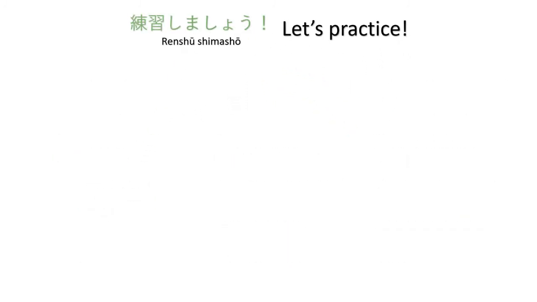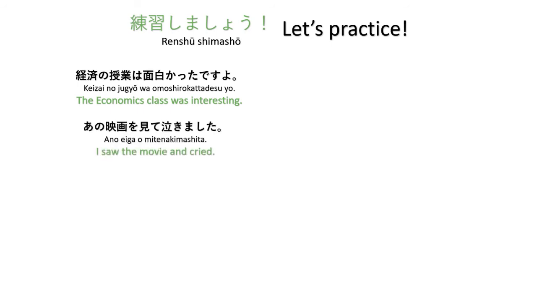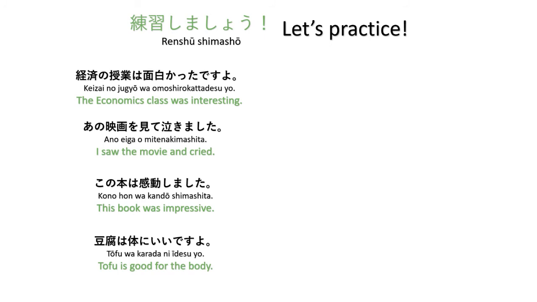Now let's get back to the practice. What we're going to do is to respond to these statements with a verb, just like what we did earlier. 経済の授業は面白かったですよ. The economics class was interesting. あの映画を見て泣きました. I saw the movie and cried. この本は感動しました. This book was impressive. 豆腐は体にいいですよ. The tofu is good for the body.